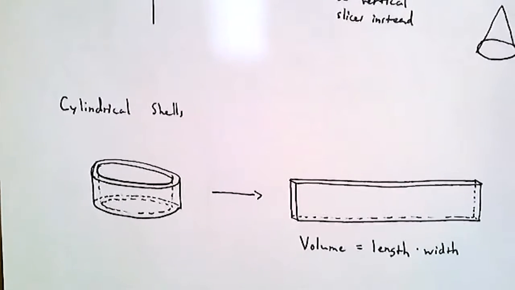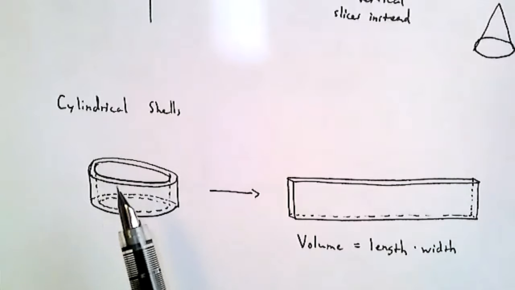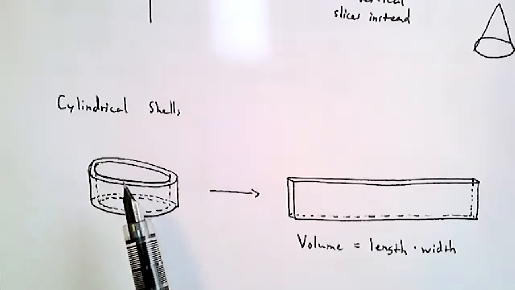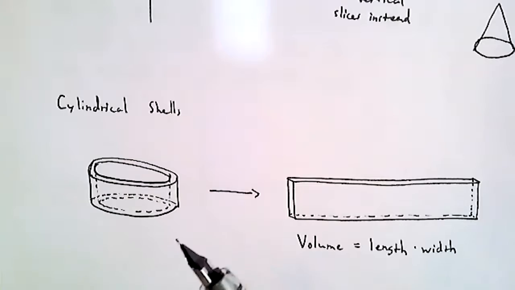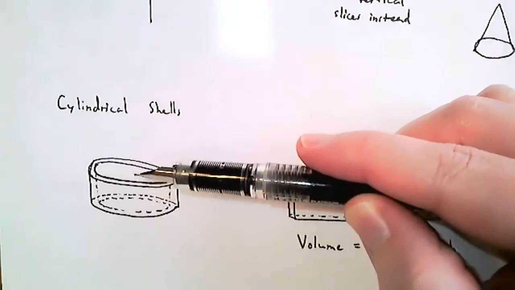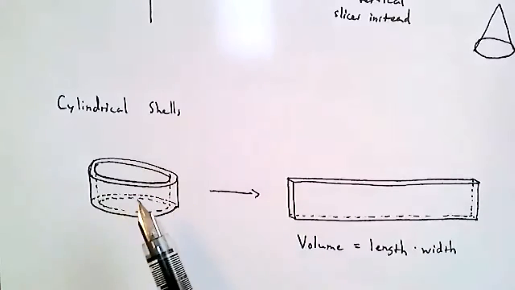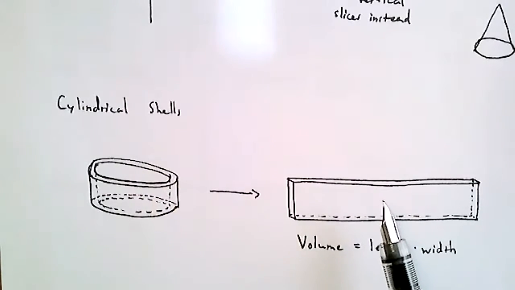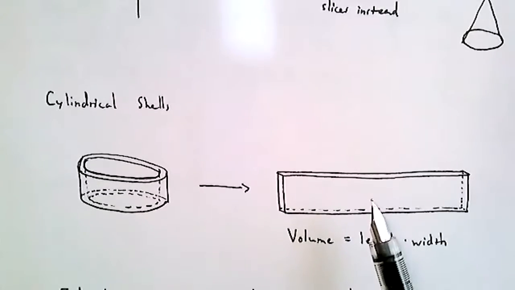So here's what I'm going to do. I've kind of already drawn it out. Instead of trying to find the volume of this cylindrical shell, which seems a little bit hard, at least to me, I'm going to cut my cylinder. So imagine I've just cut it vertically on one of the sides and then flatten it out. And what we get instead of a cylinder is actually just a rectangular prism.